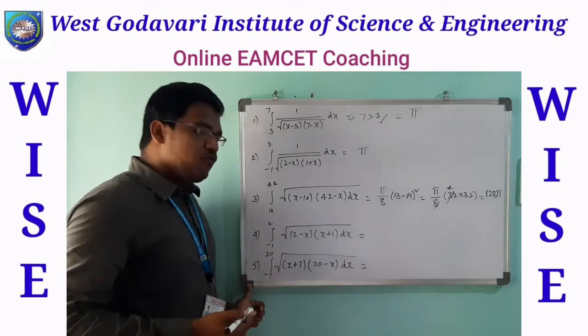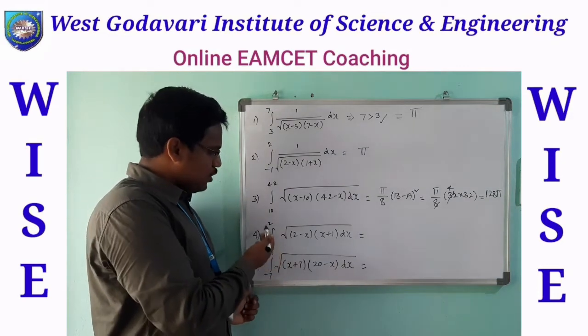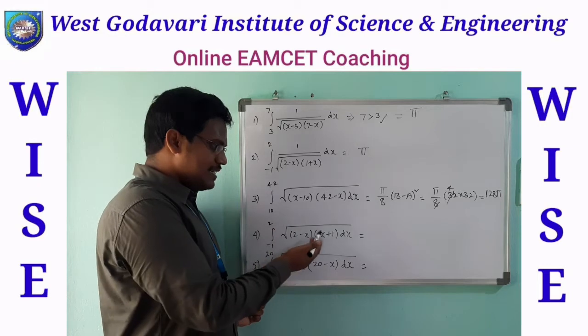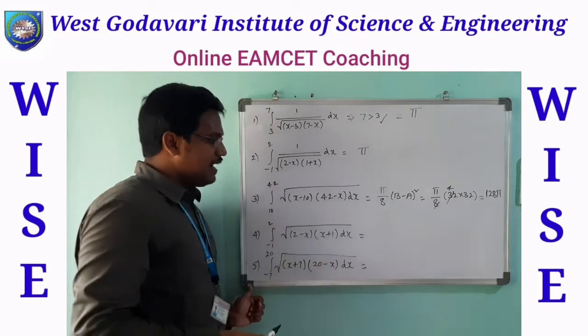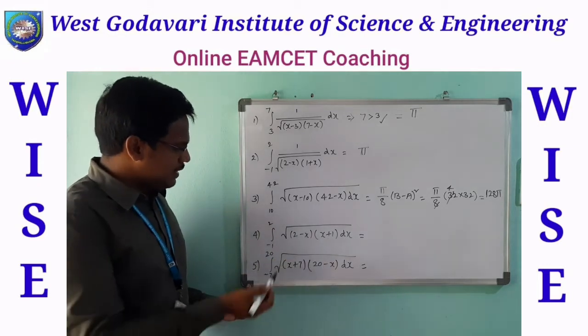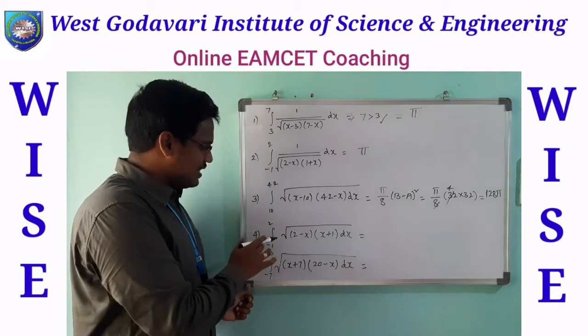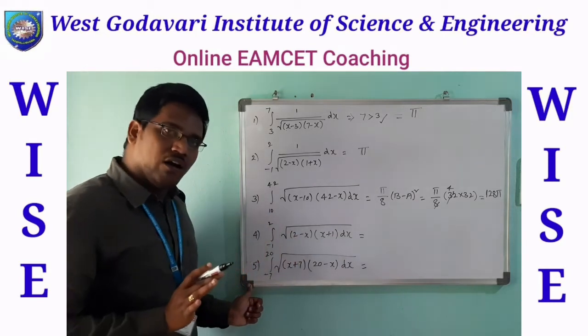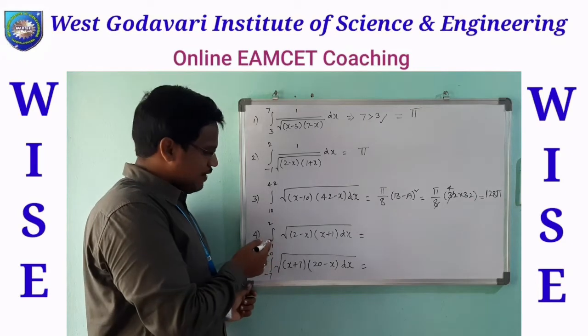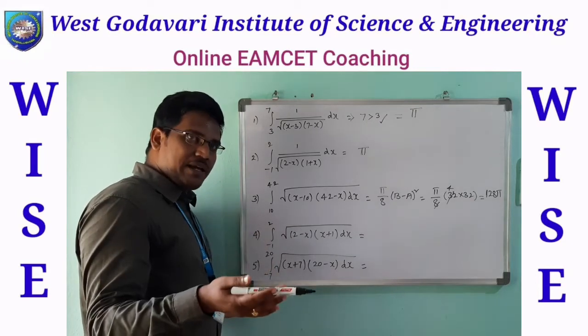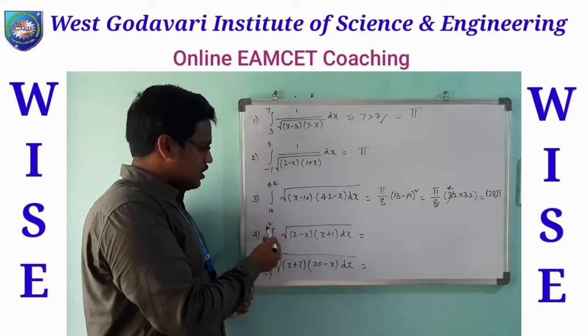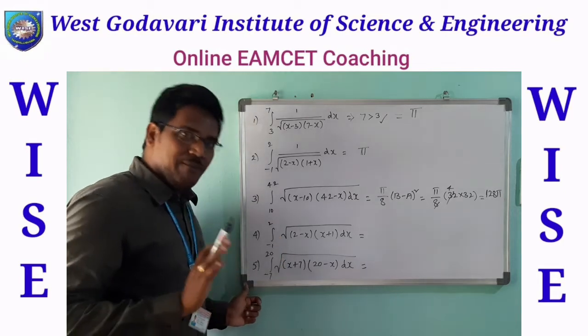Now coming to the fourth one: integral from minus 1 to 2 of square root of (2 minus x) into (x plus 1) dx. Here, first of all, I have to check whether it is a definite integral or an indefinite integral. Here it is a definite integral, and the next step is to check the a and b values. Here b is always greater than a.